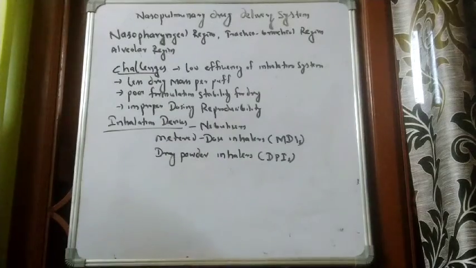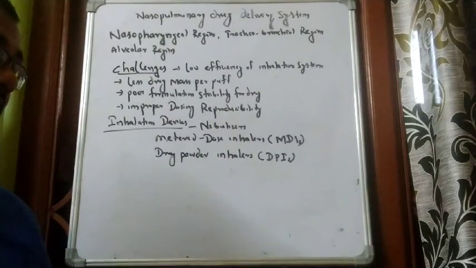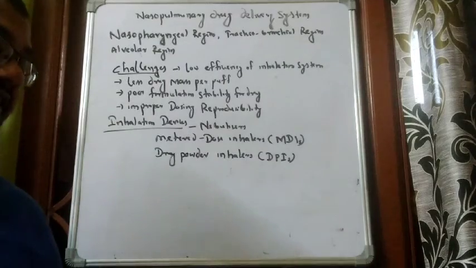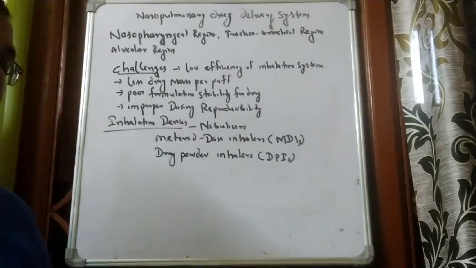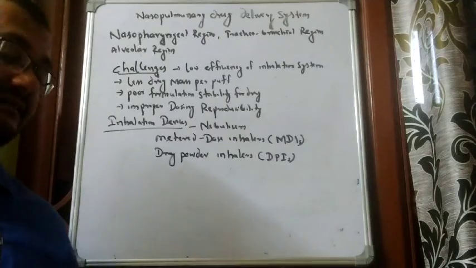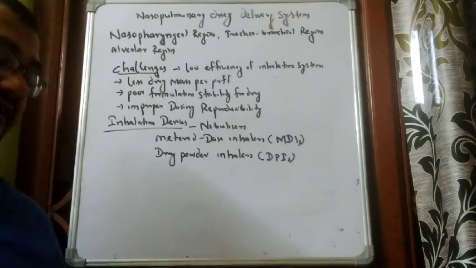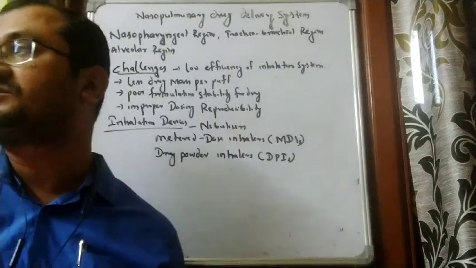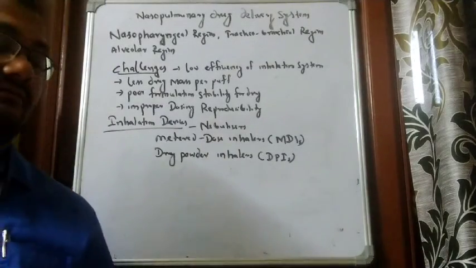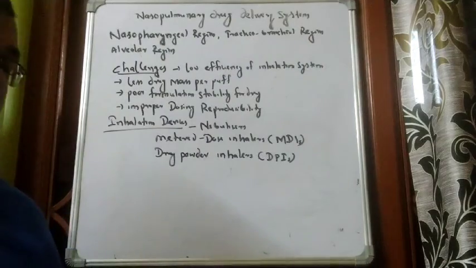Then coming to another challenge, improper dosing reproducibility. The main reasons are the presence of different types of diseases, a problem in the devices, and instability in the formulation. Due to these causes, we get improper dosing reproducibility.